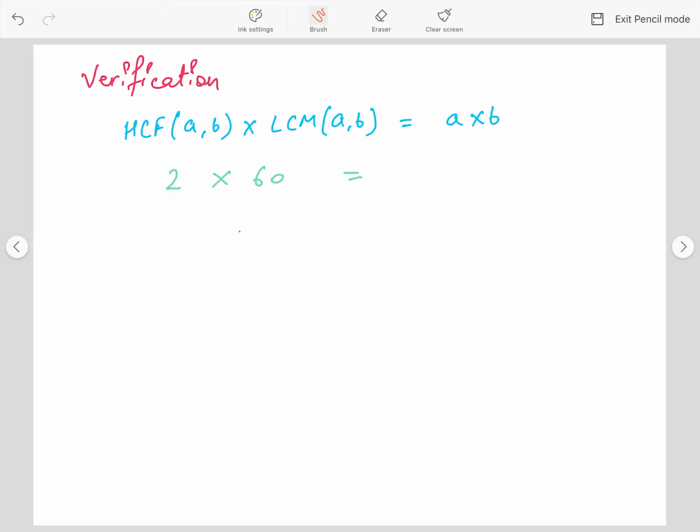That is equal to, what were the numbers? These numbers were 6 and 20. So we will write 6 into 20. Now 2 into 60 is equal to 120, equal to 6 into 20, equal to 120. So we can say that LHS is equal to RHS, hence verified. In this way we can verify our result also.